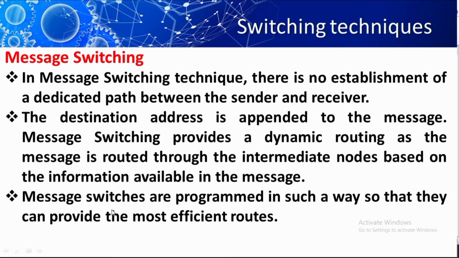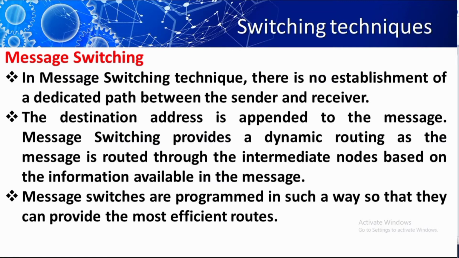In circuit switching, suppose A wants to send message to B, a complete dedicated path between A and B will be established. In message switching, there is no establishment of dedicated path between sender and receiver. The intermediary node will decide the path. The destination address is appended to the message. Message switching provides a dynamic routing as the message is routed through the intermediate nodes. The most efficient routes will be selected by the intermediate nodes.